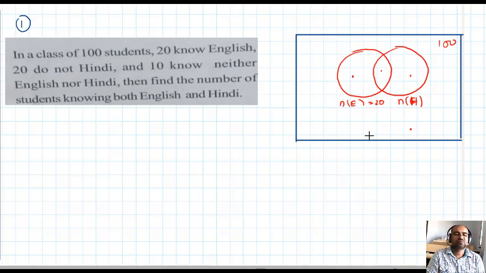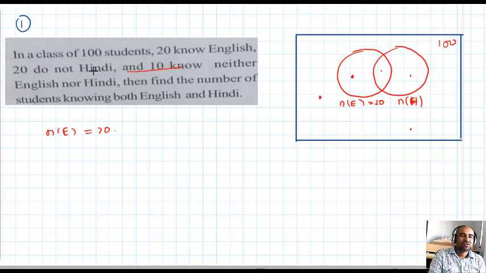I should write it first: n(E) = 20. Next, 20 do not know Hindi. 20 do not know Hindi means this person does not know Hindi, this person also does not, this one also, this one also. How many such persons are there? 20. So identification of those persons on the Venn diagram is difficult. That's why first of all you need to read this carefully.